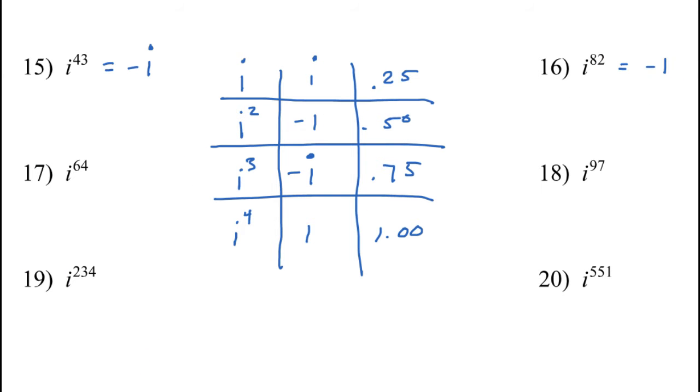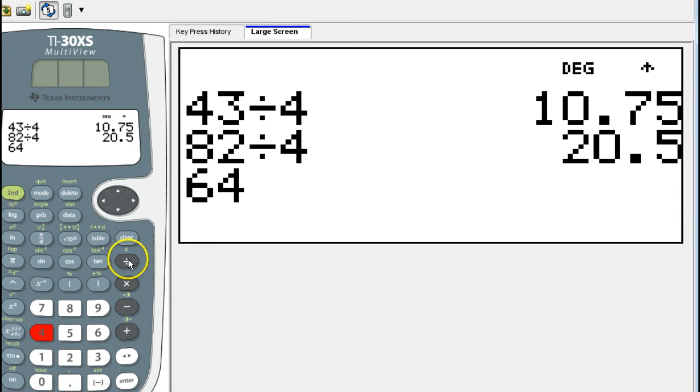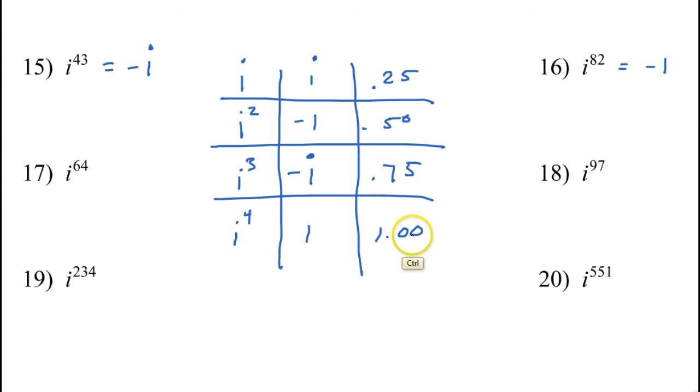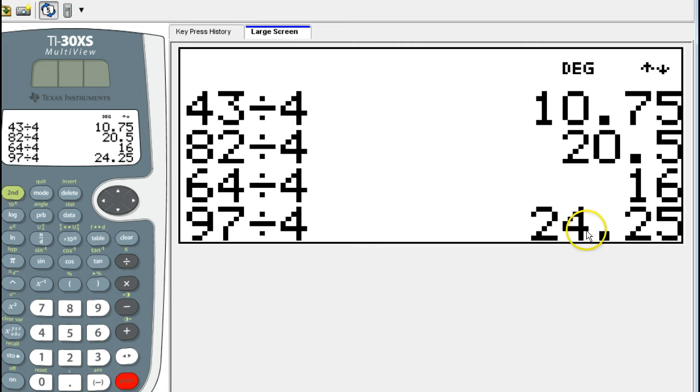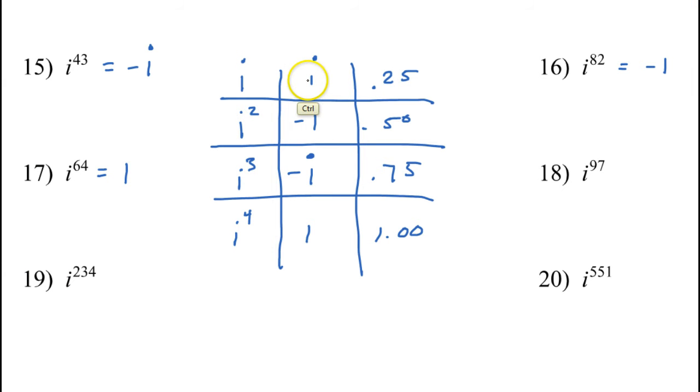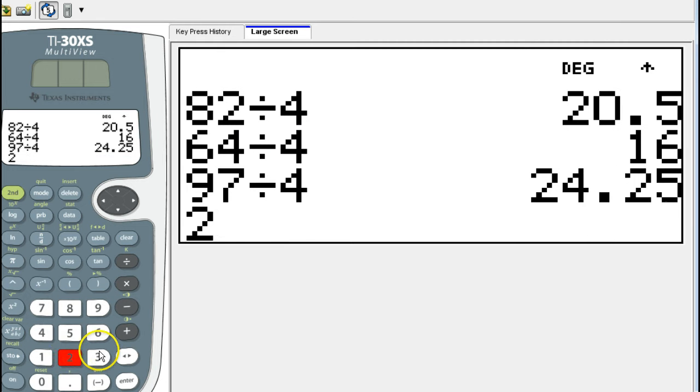What about 64? 64 divided by 4. That's 16. No decimals. Goes in evenly. So that puts us here. No decimals. That means the answer is 1. What about 97? 97 divided by 4. That's 24.25. Look at that 0.25. That puts us right here. The answer is i. What about 234?